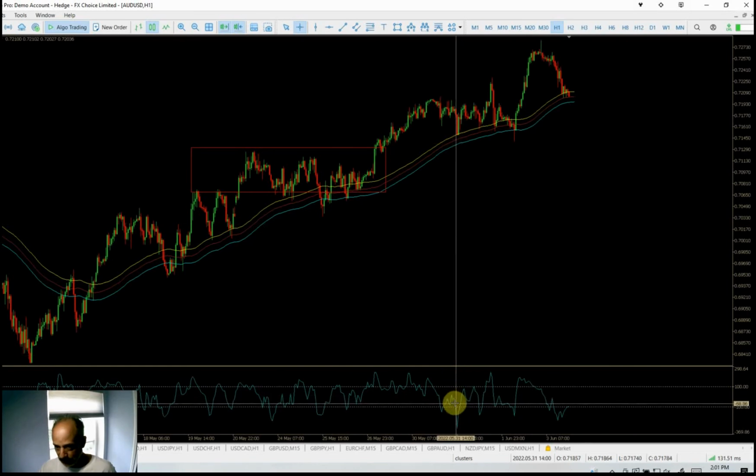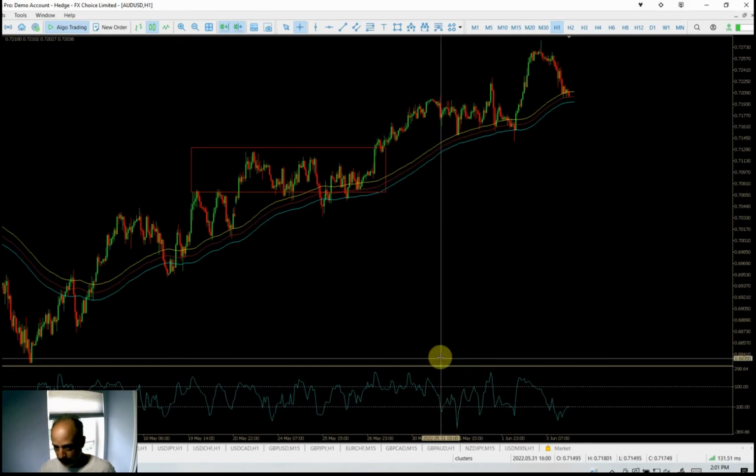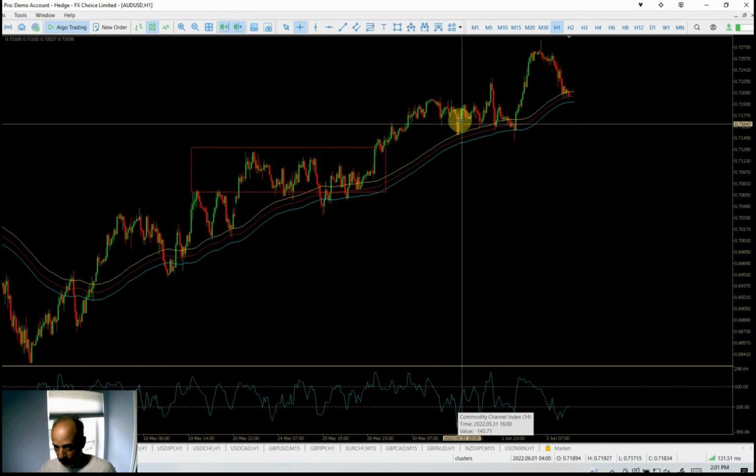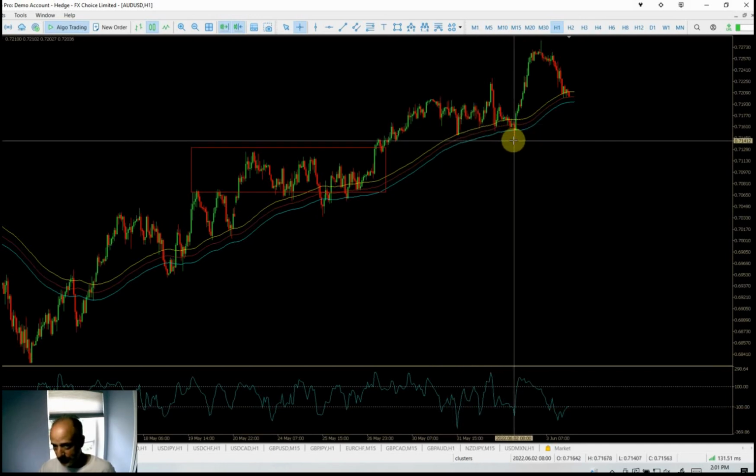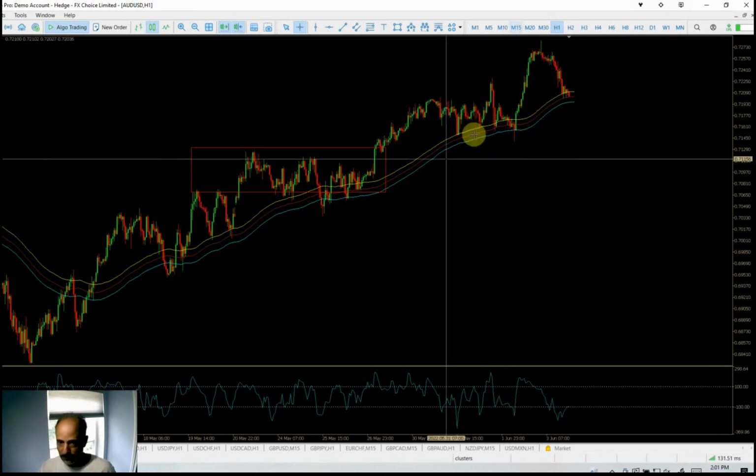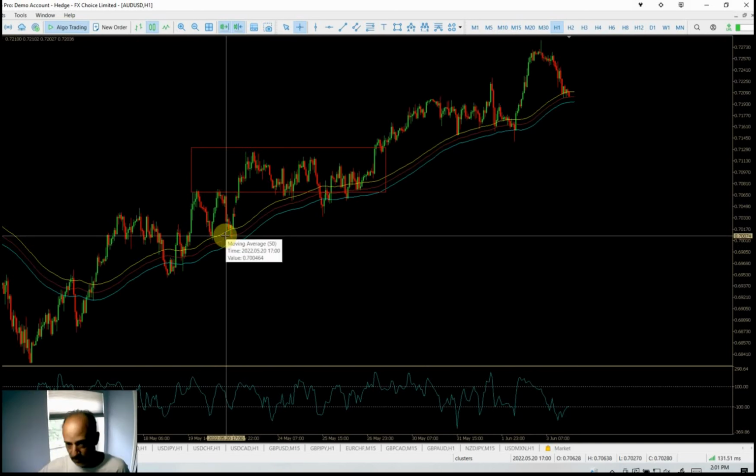And then we had another pullback here. Okay, where the market pulled back to the channel, the CCI pulled up. And again, we had the same situation again, where traders pushed this down, and then we had this stop run right here, and then the price went up. So you can see there's a pattern on this pair, and that's the other thing, guys.